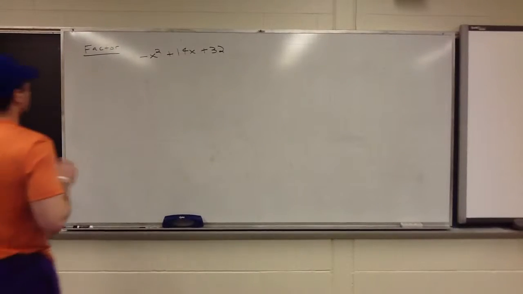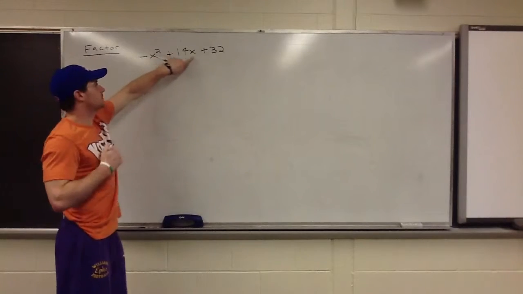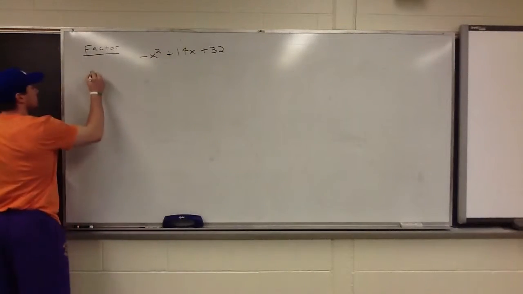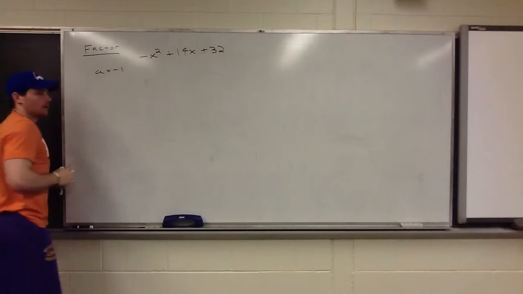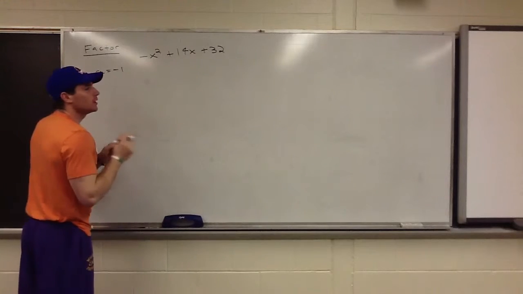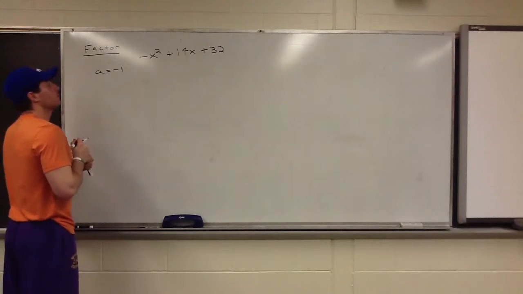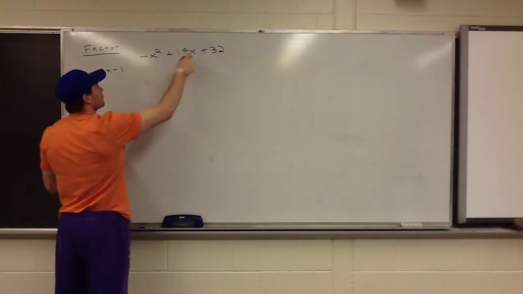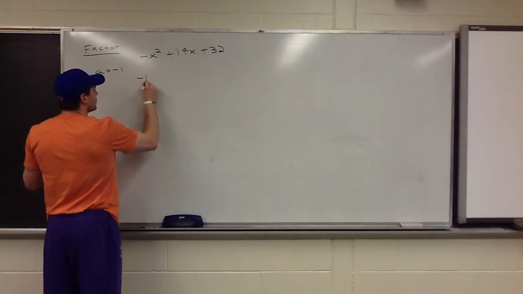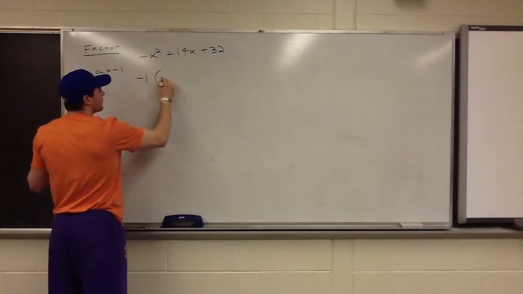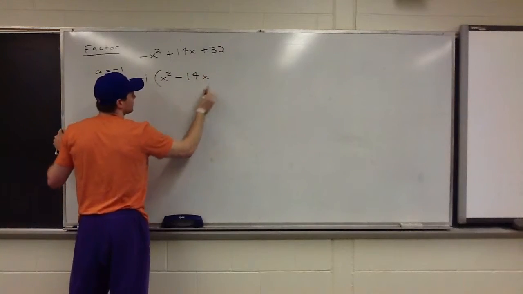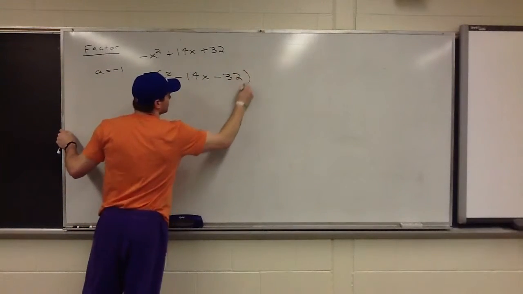For this problem, we're asked to factor negative x squared plus 14x plus 32. Now the thing that's unique about this trinomial is that a equals negative 1. Whenever we have a trinomial where a equals negative 1, we want to factor out that negative 1. So we turn negative x squared plus 14x plus 32 into negative 1 times x squared minus 14x minus 32.